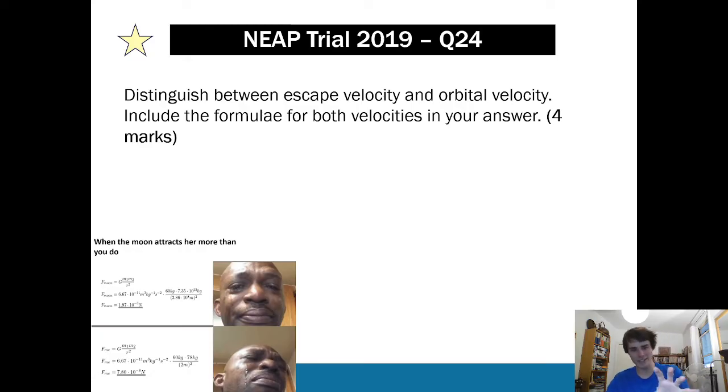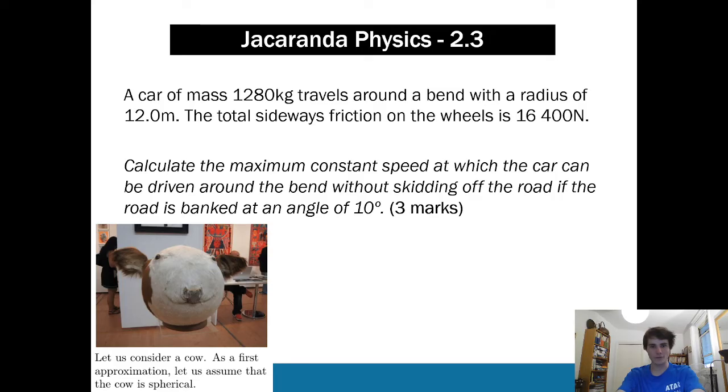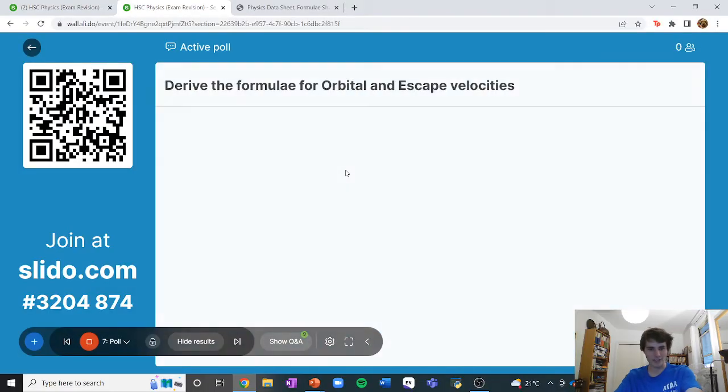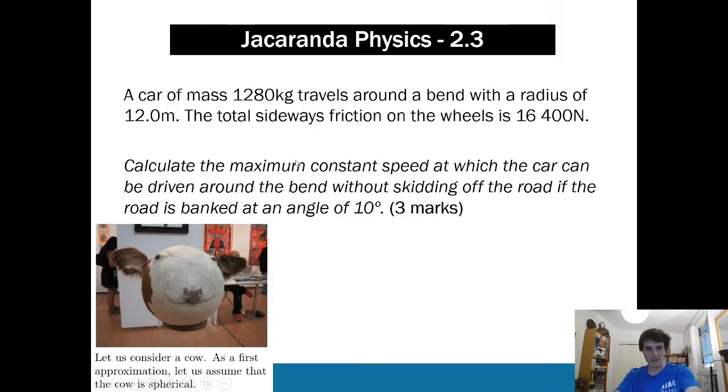Now, this is a question on distinguishing between escape velocity and orbital velocity. I think hopefully at this point you have seen this kind of thing before. If you really want me to go through and derive the orbital and escape velocity, chuck a question in the Q&A and I'm happy to do it. But just in the interest of time, I'm going to skip this one. If you want to have a go at doing the orbital velocity and escape velocities by yourself, feel free.